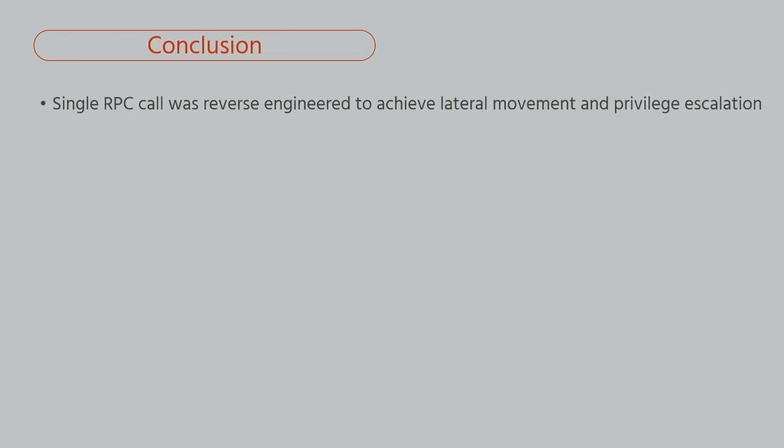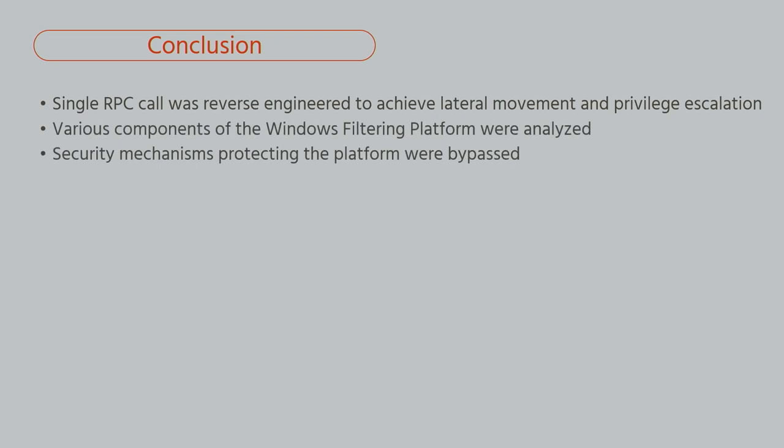Time to conclude this entire talk. I showed the process of reverse engineering an RPC call and achieving lateral movement and privilege escalation. We looked at the various components of the Windows filtering platform, analyzed them, and bypassed the security mechanisms protecting them. Also, I shared some leads with you that you can continue and look into.